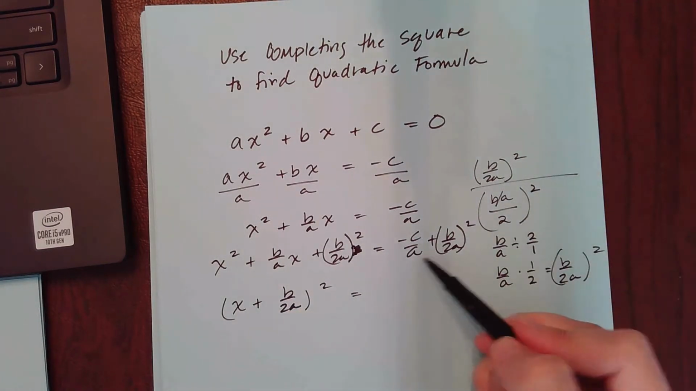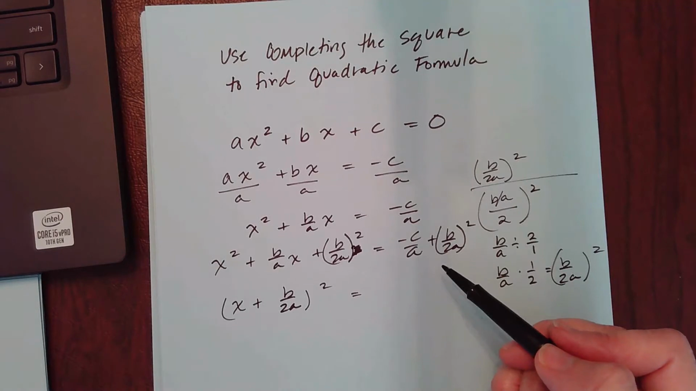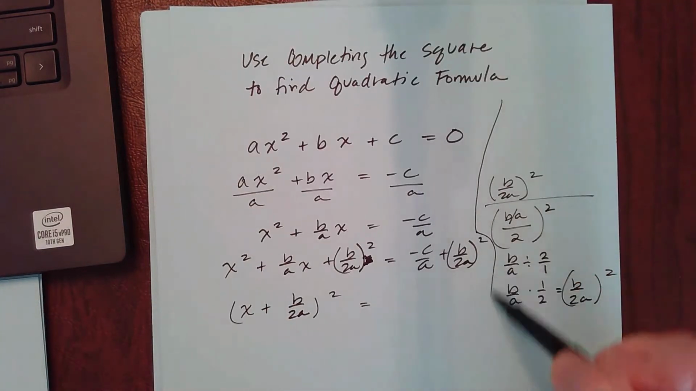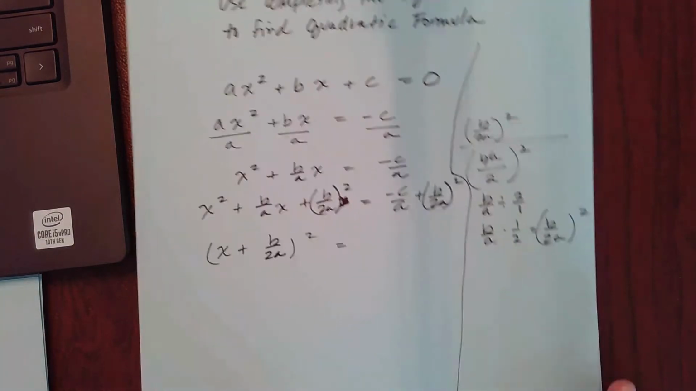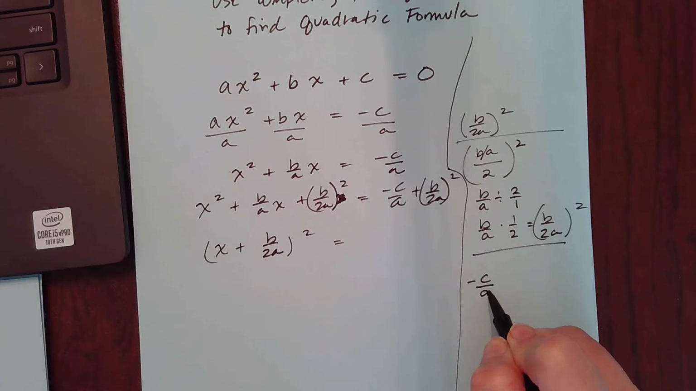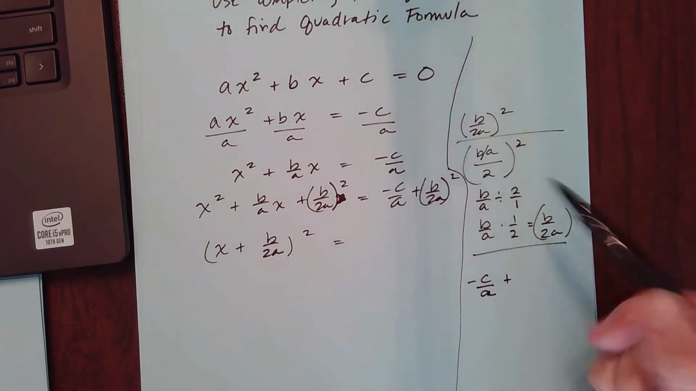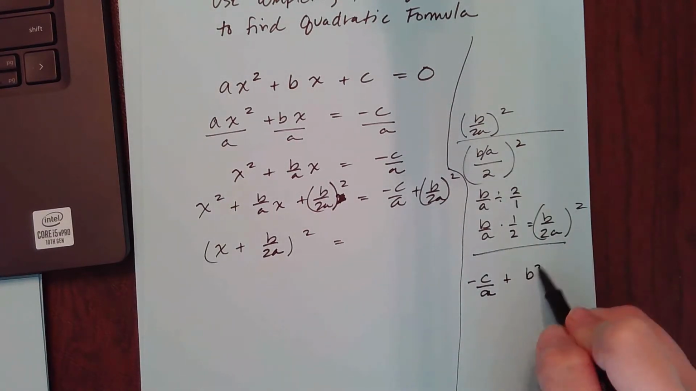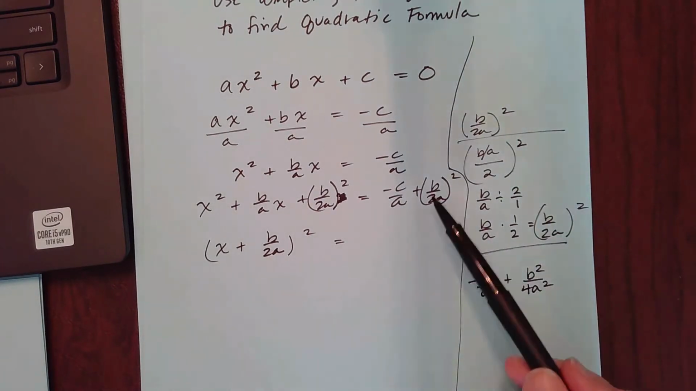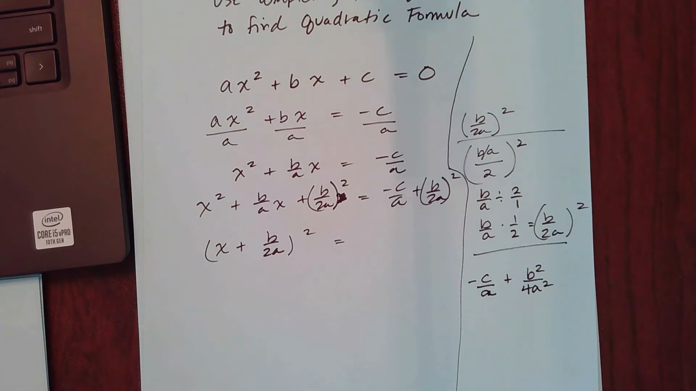And then over here, I'm going to separate this so you don't get confused. I'm going to do a little work on the side here. So I got negative c over a, and I'm going to add it to, let's square this, b squared over 4a squared. If I square the numerator and square the denominator.